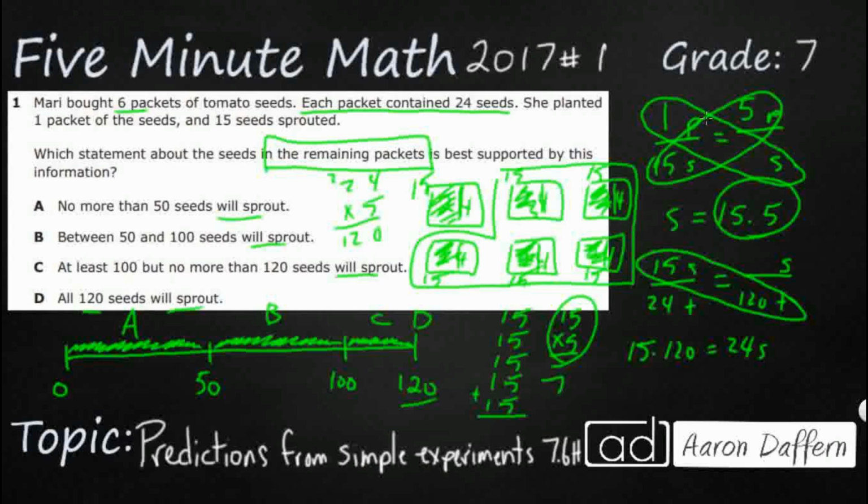15 times 5, you've already figured it out. My answer is 75, which means it lands right here on B.